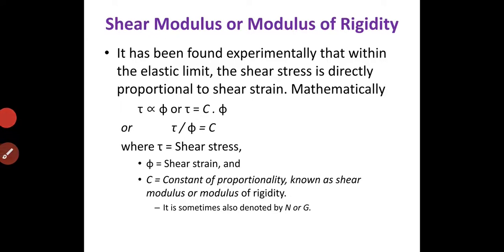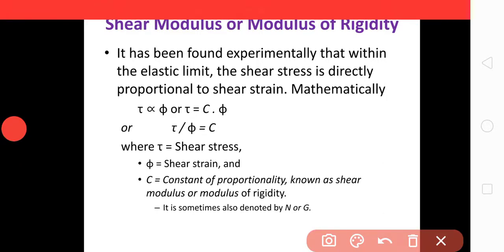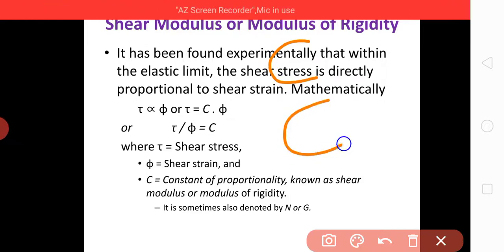Shear modulus or modulus of rigidity. Similar to Young's modulus, here tau is proportional to phi, or tau equals C phi, where C is the constant of proportionality known as shear modulus or modulus of rigidity. It is sometimes also denoted by N or G. Different authors denote it differently. Here we have noted it by C, someone will denote it by G or N.